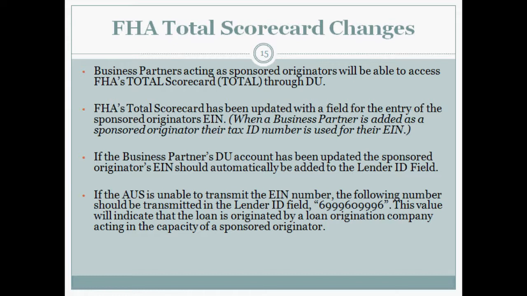If your DU account has been updated, the sponsored originator's EIN should automatically be added to the lender ID field. If your AUS is unable to transmit the employer ID number, then please use the number 699-609996 and transmit that in the lender ID field. This value will indicate that the loan is originated by a loan origination company that's acting as a sponsored originator.